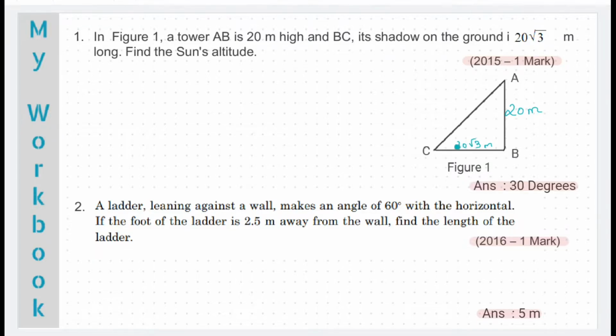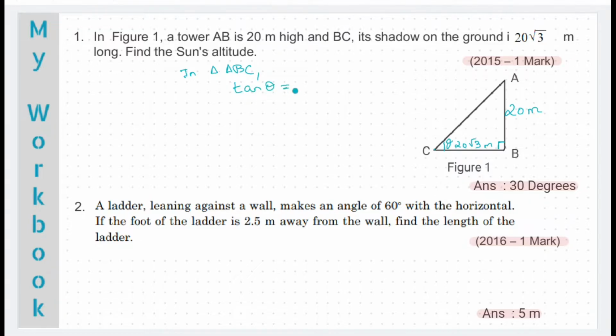Sun's altitude is the angle of elevation of the top of the tower, which is point A, from the peak, the edge of the shadow, which is point C. So from here to the top of the tower, the angle of elevation theta is the sun's altitude. So we need to find theta. In triangle ABC, this will be 90 degrees because the tower is perpendicular to the ground.